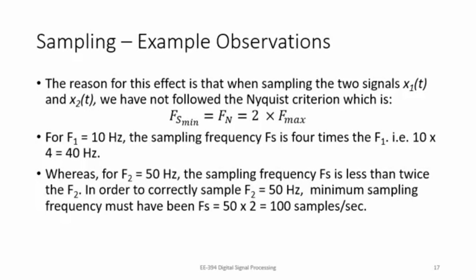But when we look at the frequency of the second signal, which is 50 Hz, the sampling frequency fs of 40 is less than twice 50. This is the problem. In order to correctly sample a 50 Hz signal, the minimum sampling frequency must have been 50 multiplied by 2, that is 100 samples per second. That was the minimum fs for sampling a 50 Hz signal. But we have sampled it with a far lesser sampling frequency, which is 40 Hz, thus creating the problem.